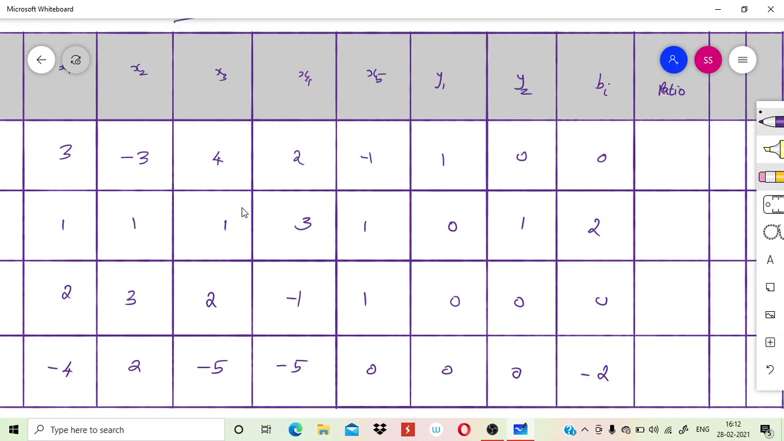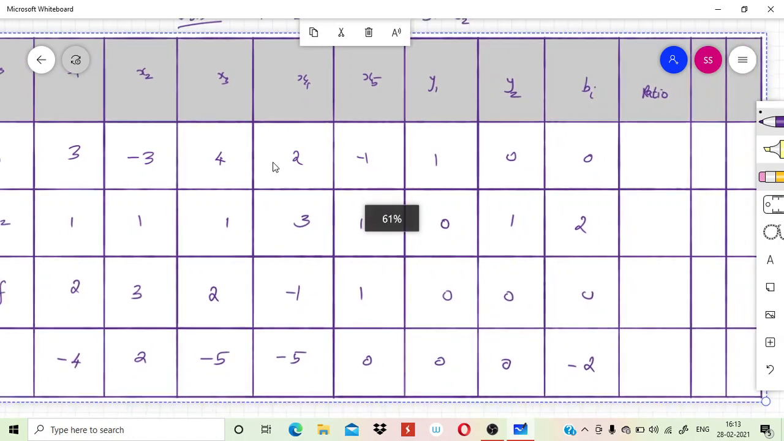Right. So in this case, what we will do is eliminate the artificial variables one by one.